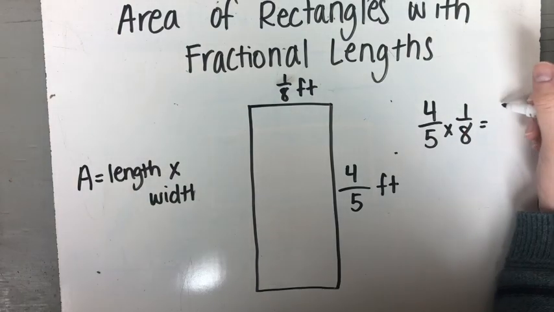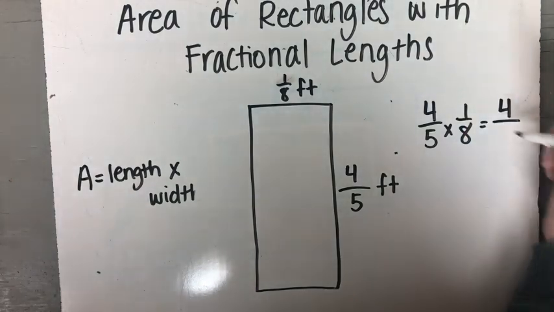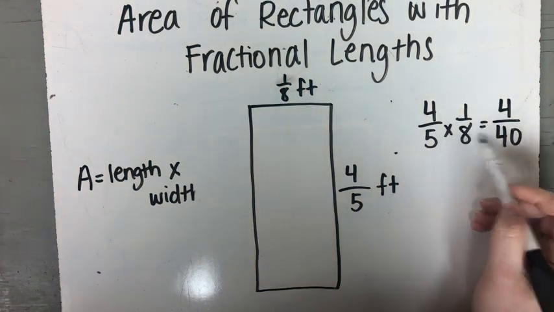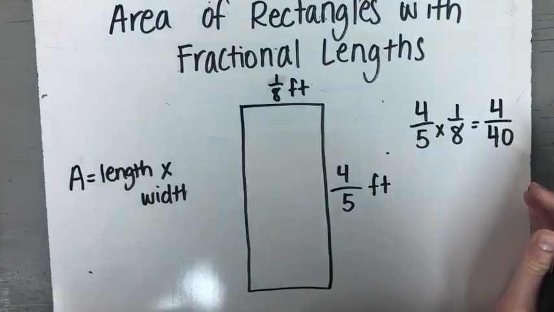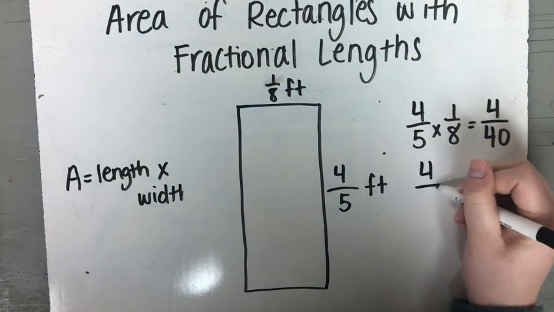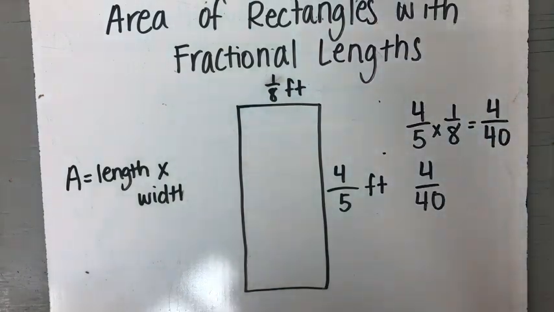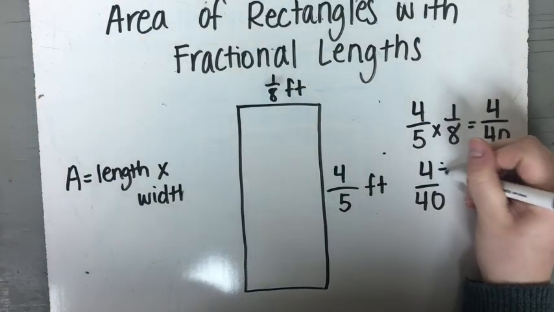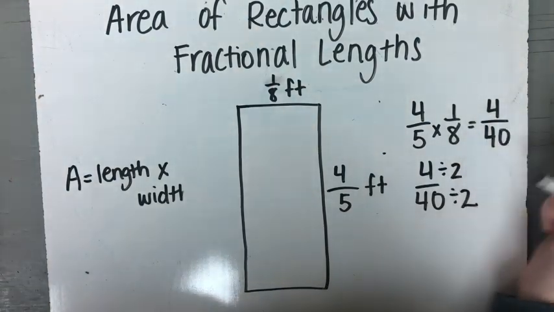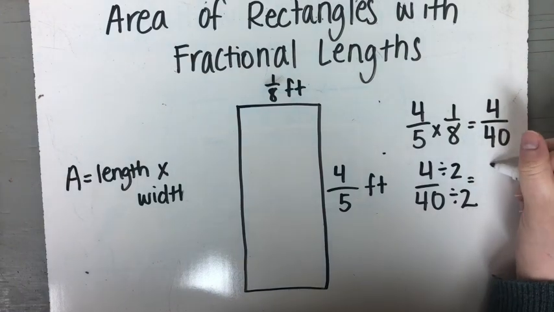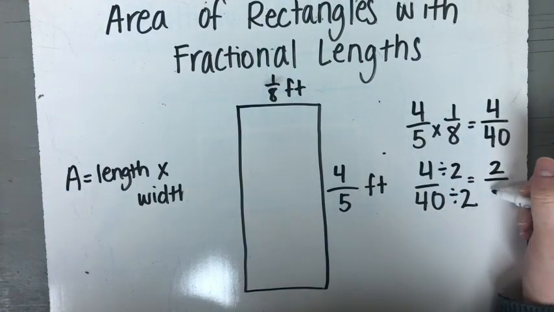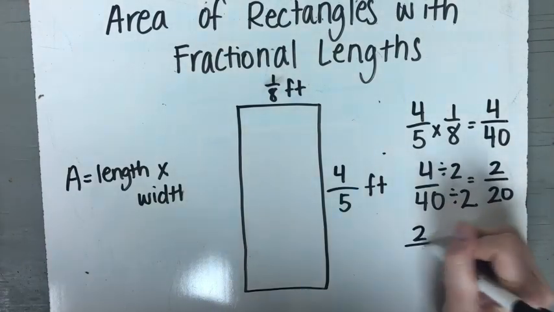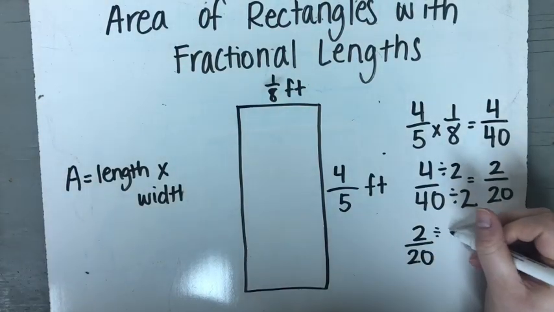When we do that, we get 4/40. 4 times 1 is 4, 5 times 8 is 40. Now 4/40 can be simplified. I can first say, well, they're both even, so I could start by dividing 2 out of both of them to get me started. And when I do that, I'm going to get 2/20. But look, you can still keep going because 2/20 is also even.